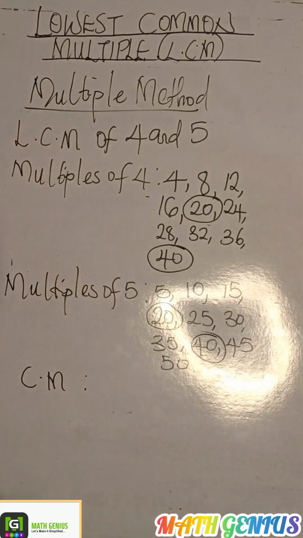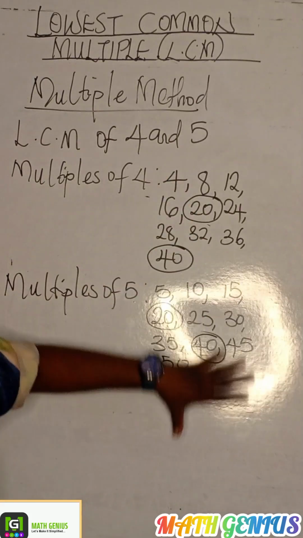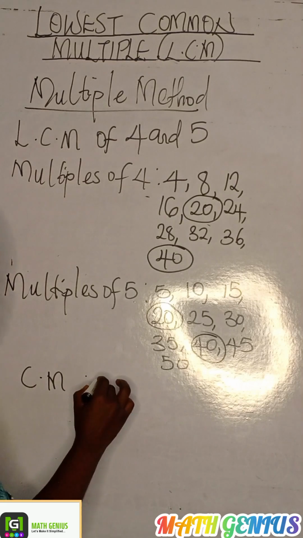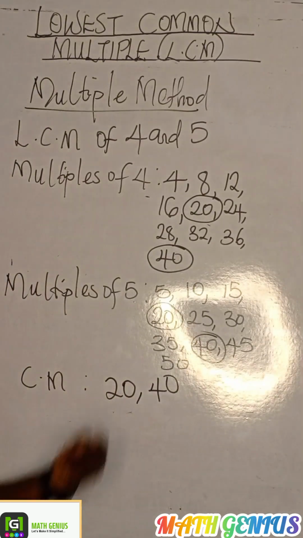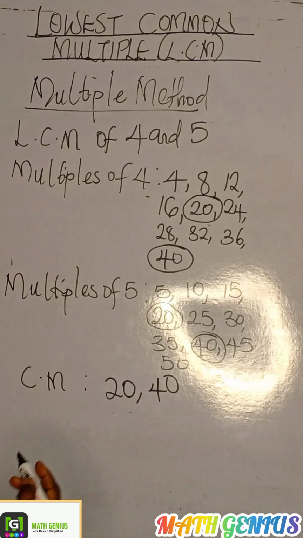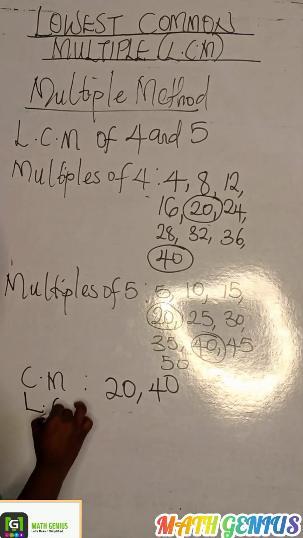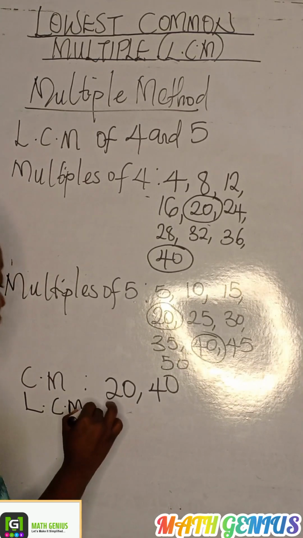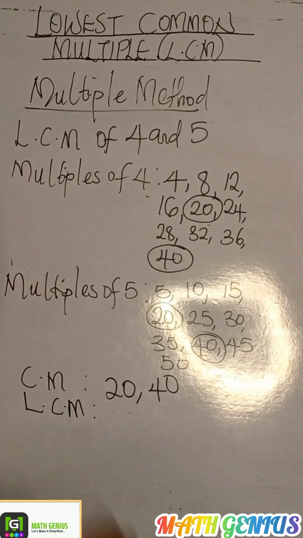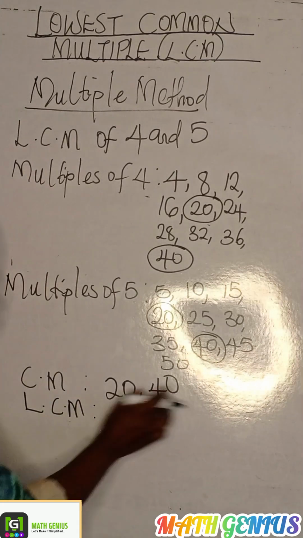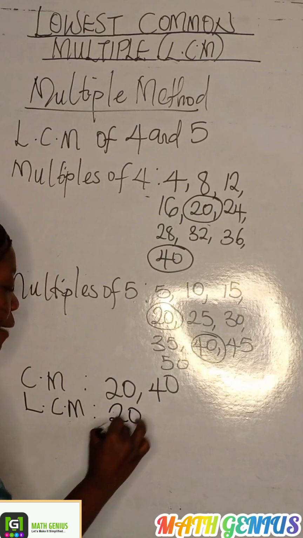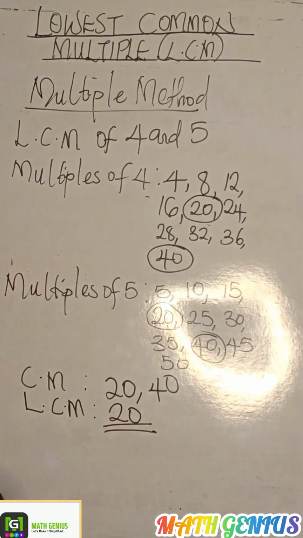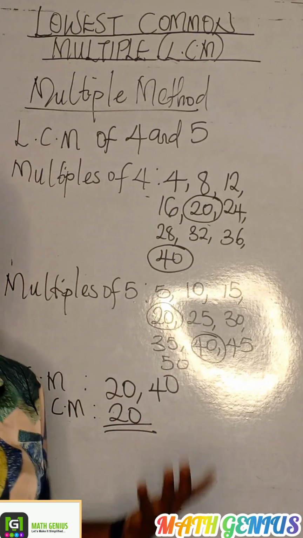All right. So at this moment, we have two common multiples in these sets of numbers. We have 20 and we also have 40. Our question is to get the LCM, which is the lowest or the least. Between these two numbers, the lowest number is 20. So 20 becomes the LCM of 4 and 5.